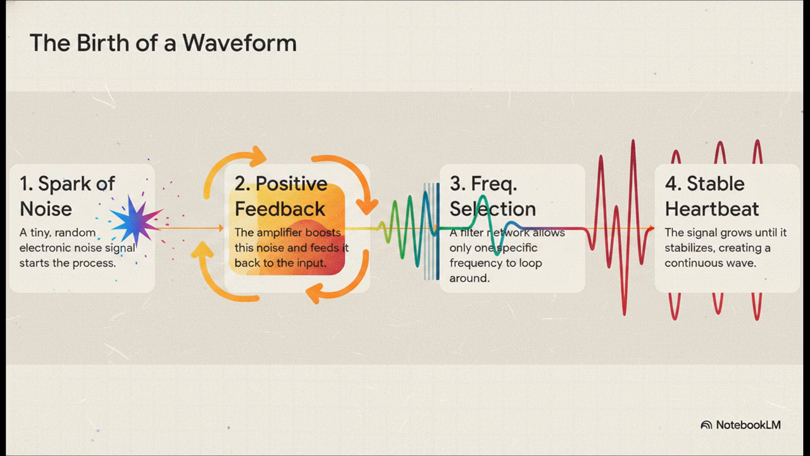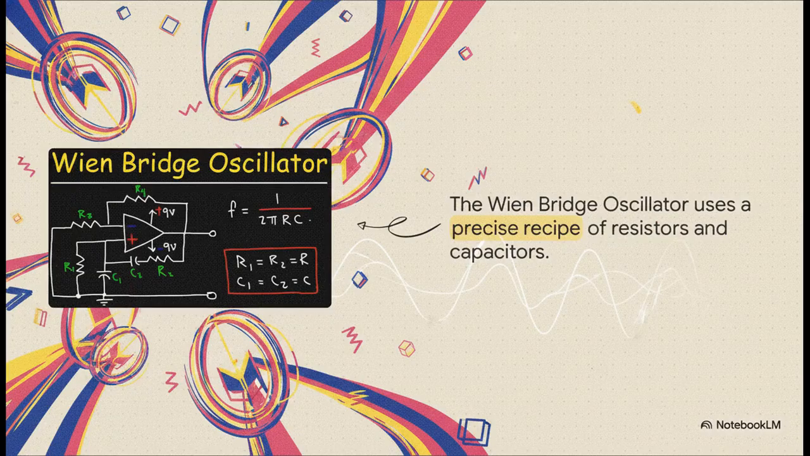And the way this process starts is just amazing. It literally begins with nothing. Just a tiny, random flicker of electronic noise that exists in any circuit. The amplifier grabs that tiny spark and makes it bigger. The positive feedback loop sends it back around to be amplified again and again, making it grow. Meanwhile, a filter makes sure only one specific frequency gets to loop around until, very quickly, you have a strong, stable, predictable electronic heartbeat.